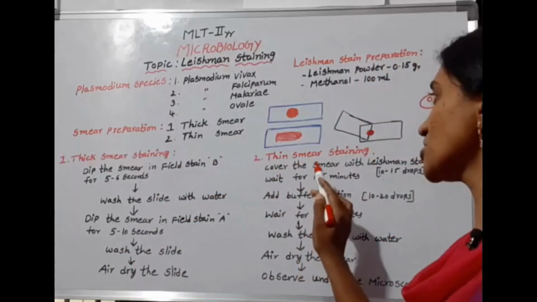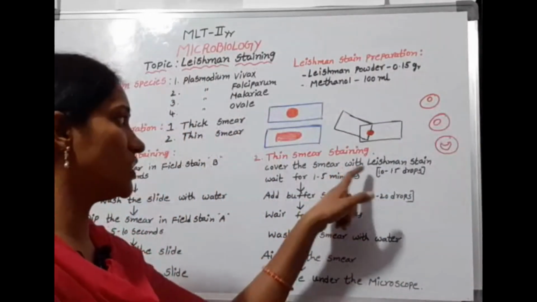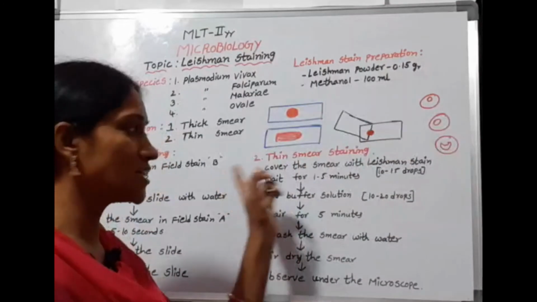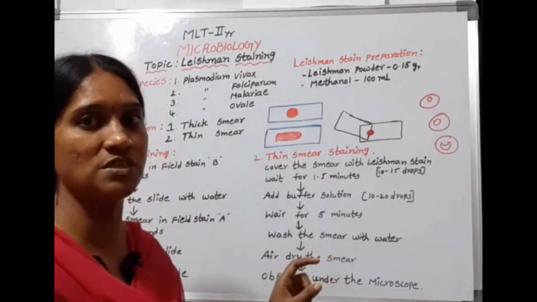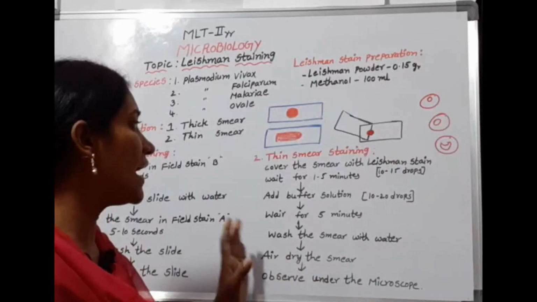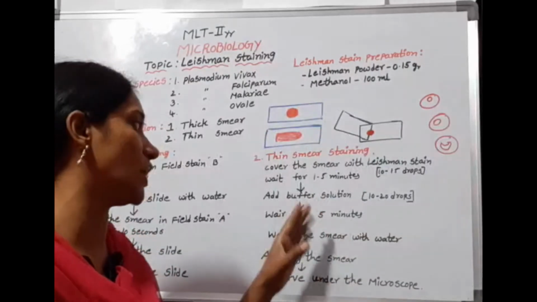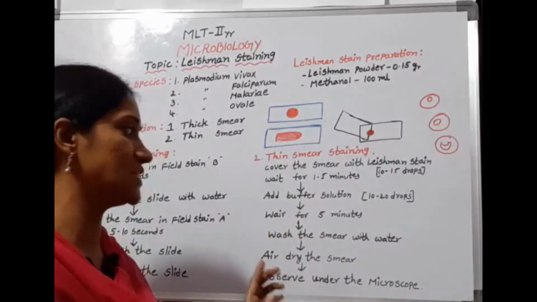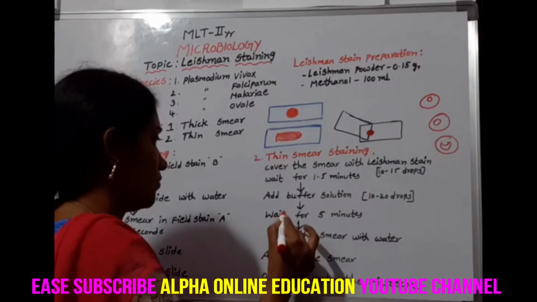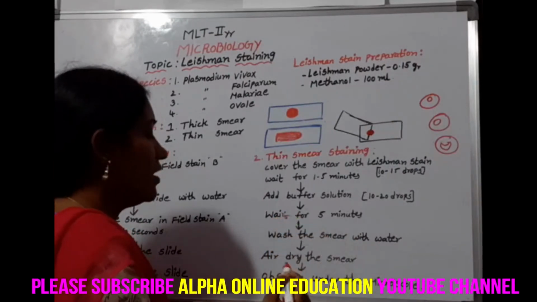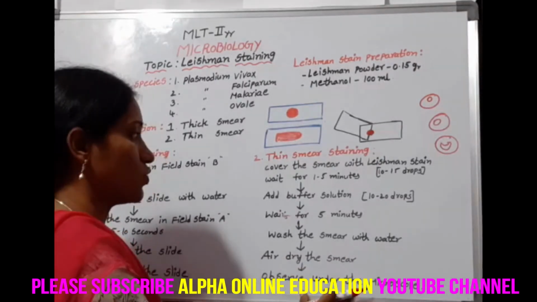For thin smear staining, we use Leishman stain. The smear area is totally covered with 10 to 15 drops of Leishman stain and wait for 5 minutes. After that, we add buffer solution and also wait for 5 minutes. After waiting, wash the smear with water. Air dry the smear and observe under the microscope.